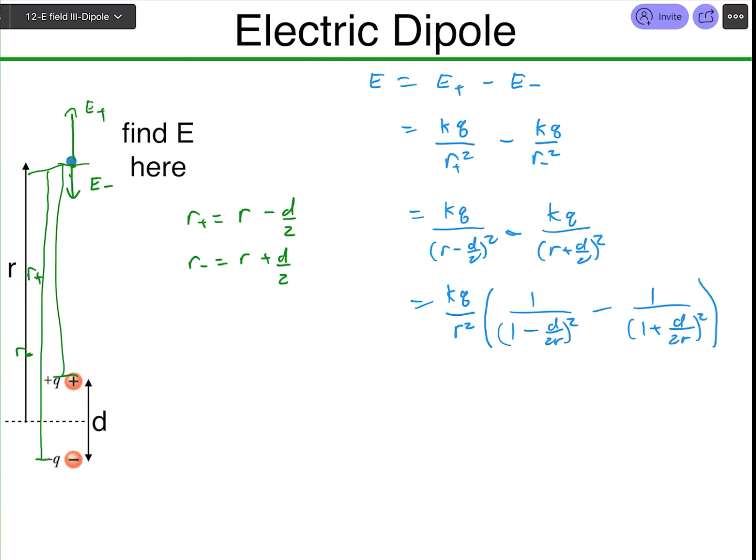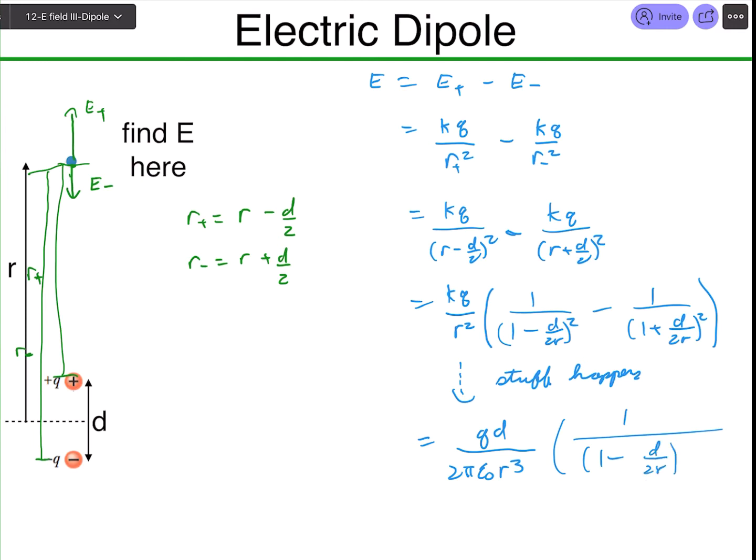And here, it gets complicated. Let's just say you can collect those two denominators, find a common denominator, then simplify. So we're going to skip all those not fun steps, but stuff happens, right? It's a long derivation, and you get to this: Q times D over 2 pi epsilon naught R cubed times 1 over 1 minus D over 2R squared, squared.